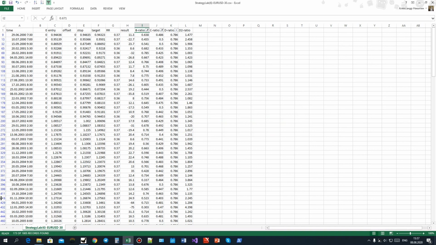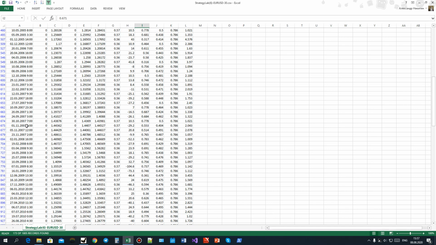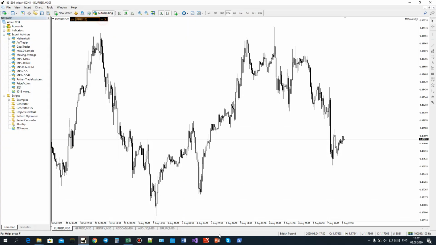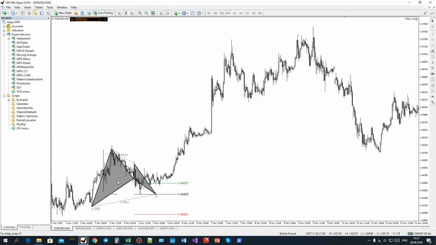So here are some times. If we randomly pick a date, Control C to copy it, and we go to the chart, hit the space bar, and paste it here. Yes, and then we will disable auto scroll, by the way, and hit enter. We will be automatically placed at that date.